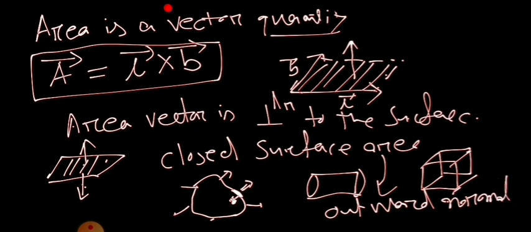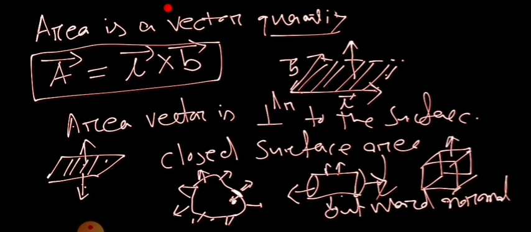But here two directions are possible, open surface, but closed surface, we usually take the outward normal. So here so many area directions are there. All are directions of area. Suppose a cylinder is there, for this flat surface it will be the outward normal, for this flat surface outward normal, and for this curved surface, all are the outward normal.